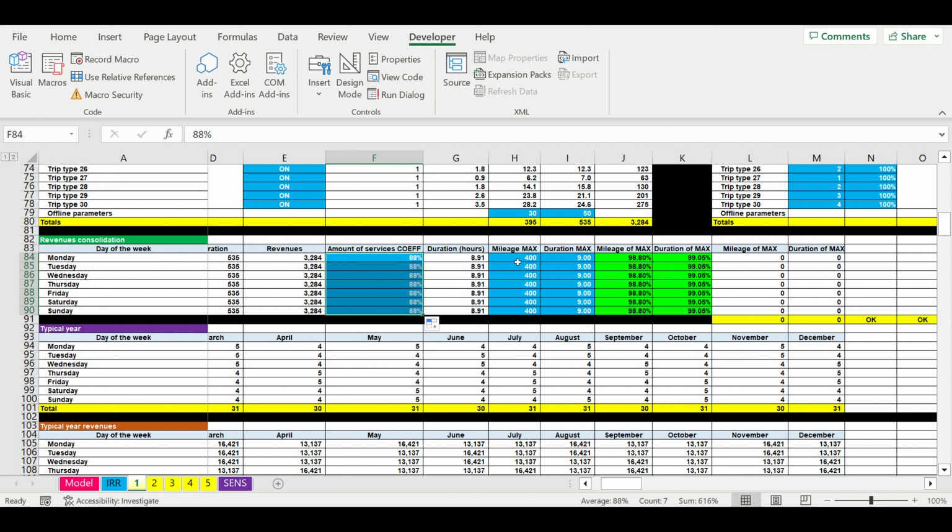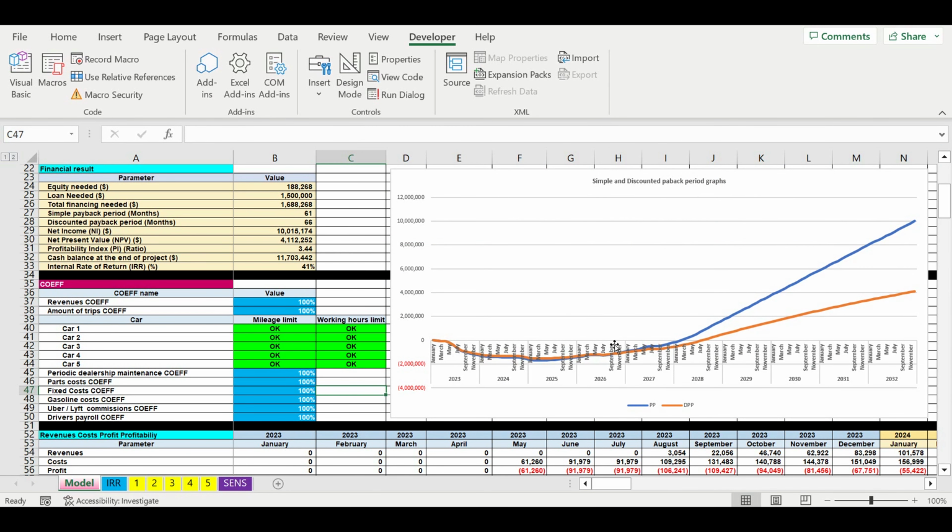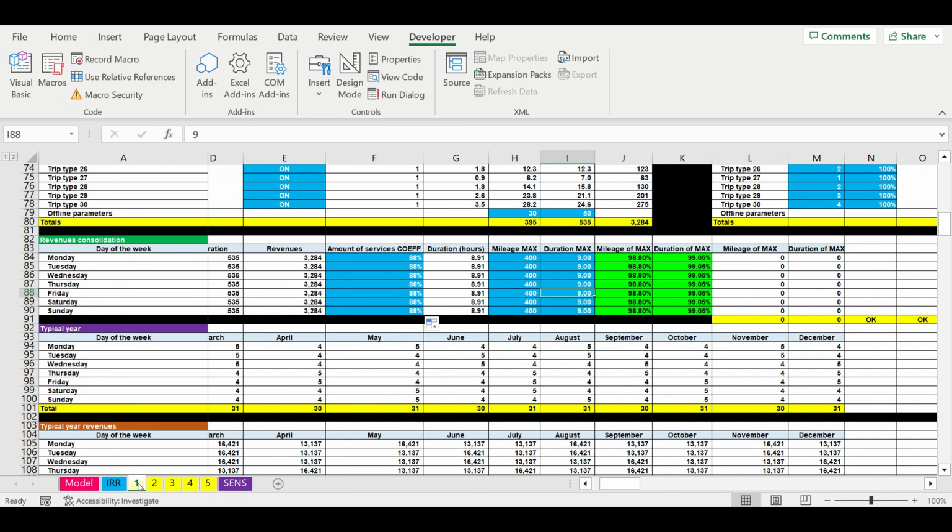So this means that the system of limits helps us to live in the world of realistic numbers, in the world of realistic mileage, realistic duration, the amount of hours of the car being online. So this helps us to set up the realistic inputs and see the realistic values of simple discounted payback period. So the system of limits helps us to narrow the amount of scenarios that we can look at, but these scenarios will be real.